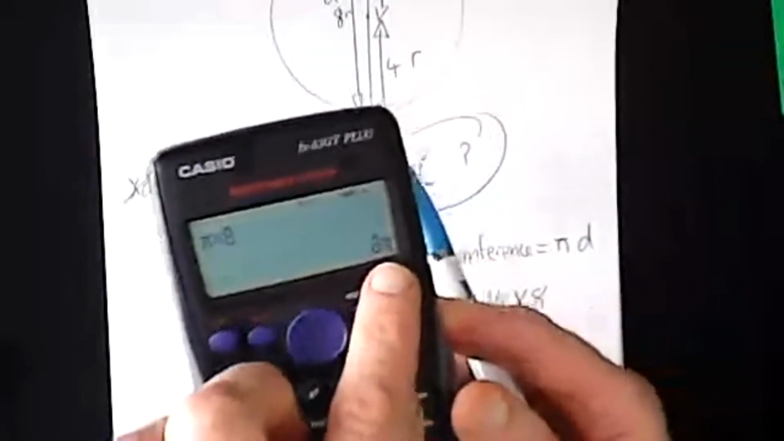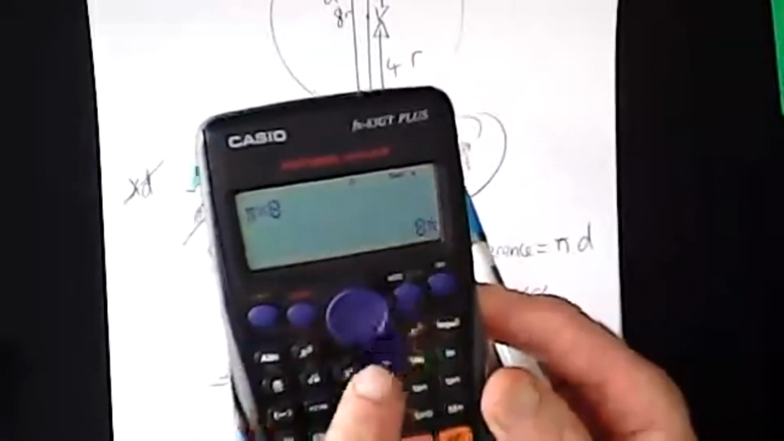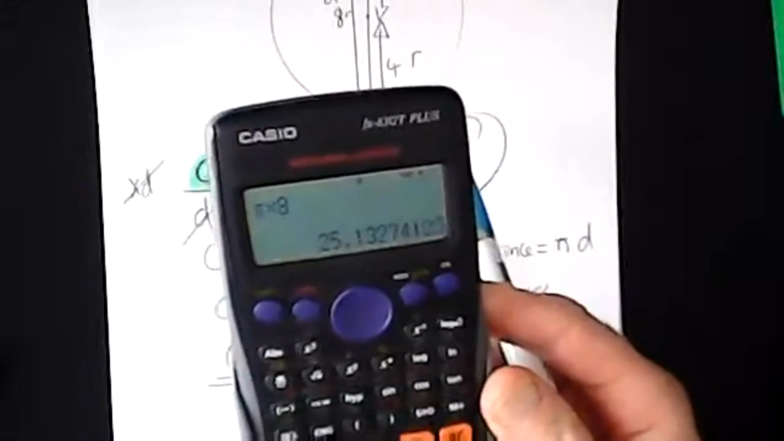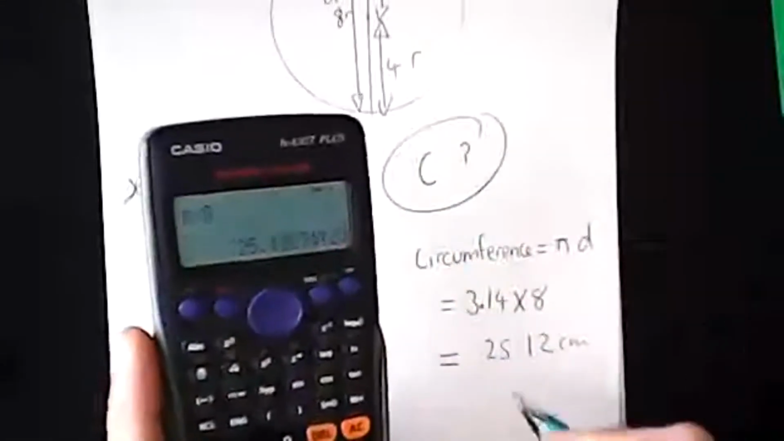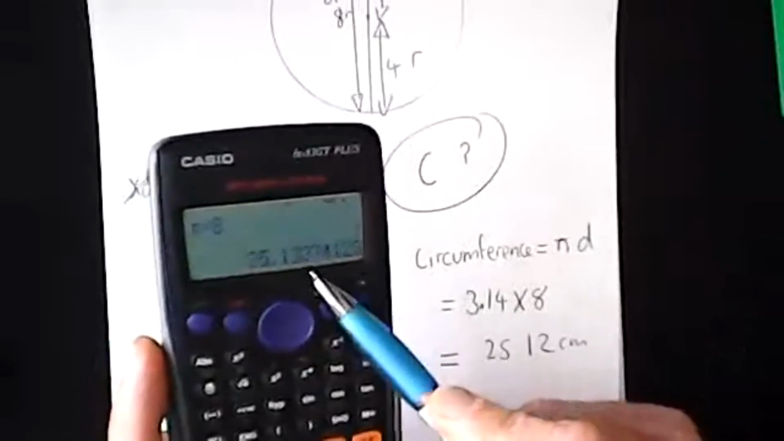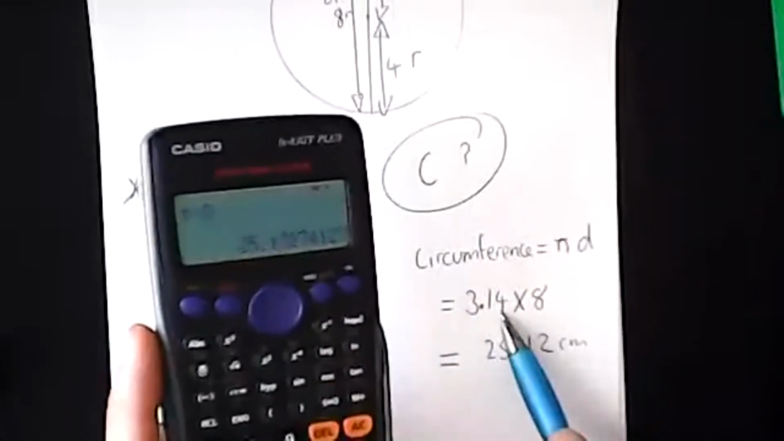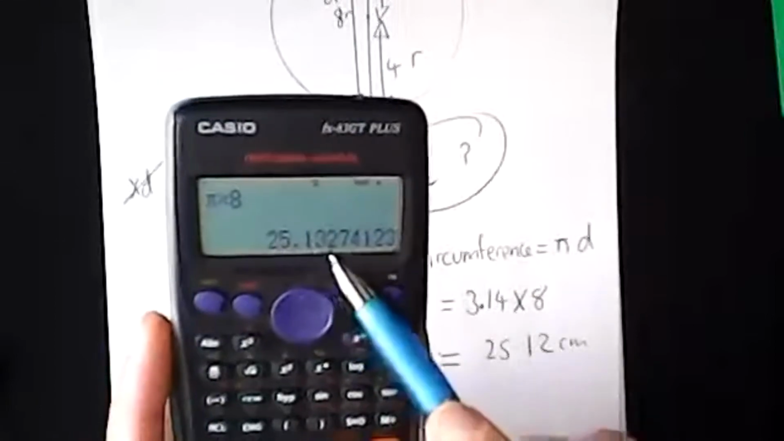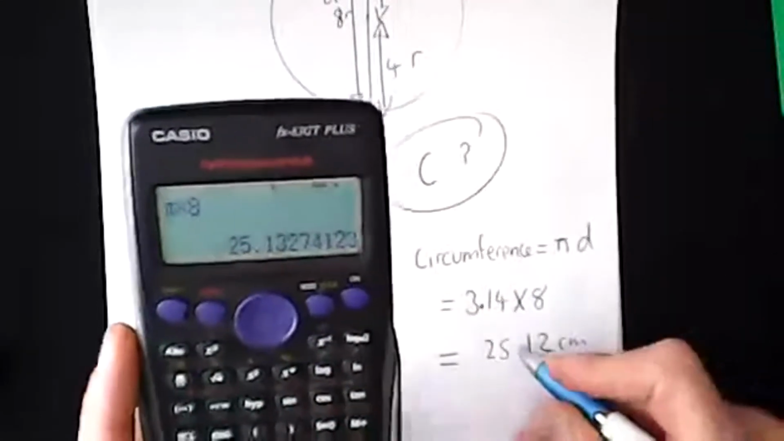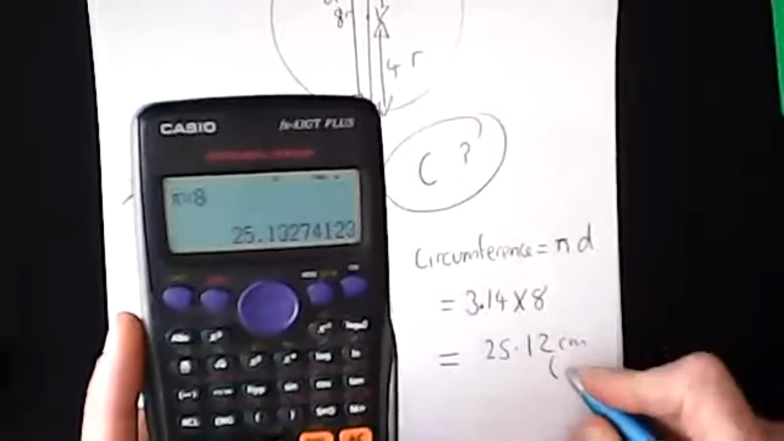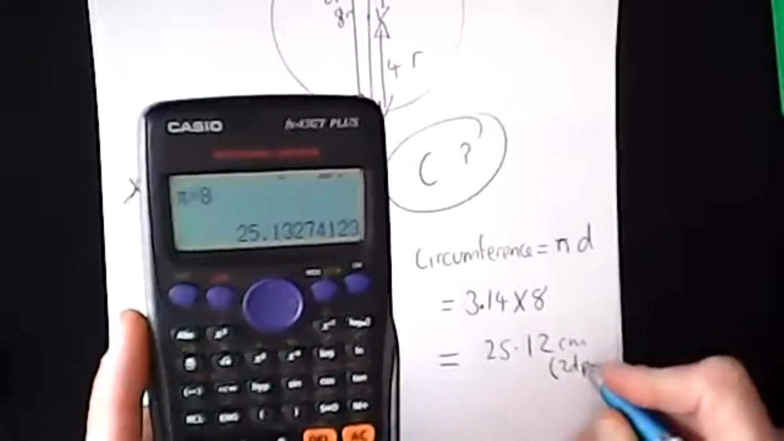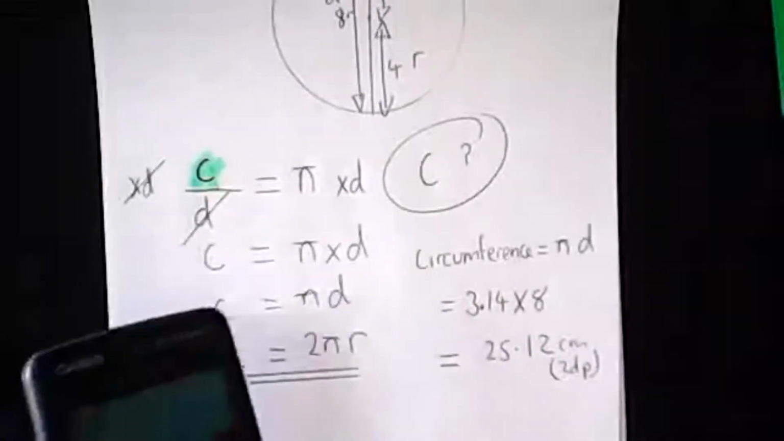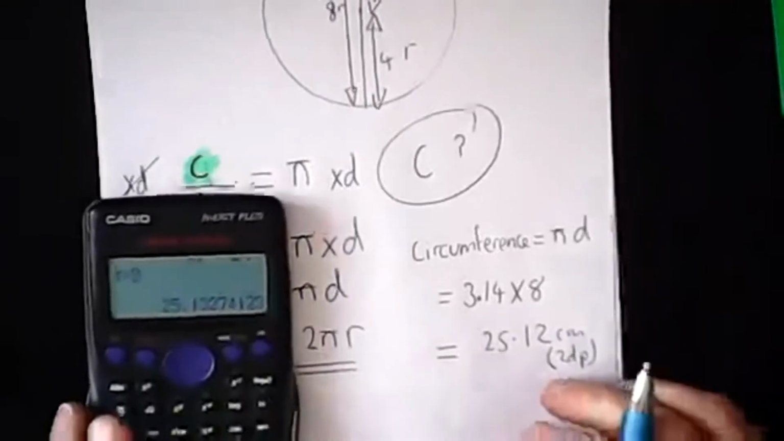Sometimes it's okay to leave it like that, especially a non-calculator question. But if you want the full answer, 25.13. Alright, so does it matter that we're using 3.14? No, because we only want 1 decimal place or 2 decimal places. Okay, and a good idea to just put in brackets that we're accurate to 2 decimal places.